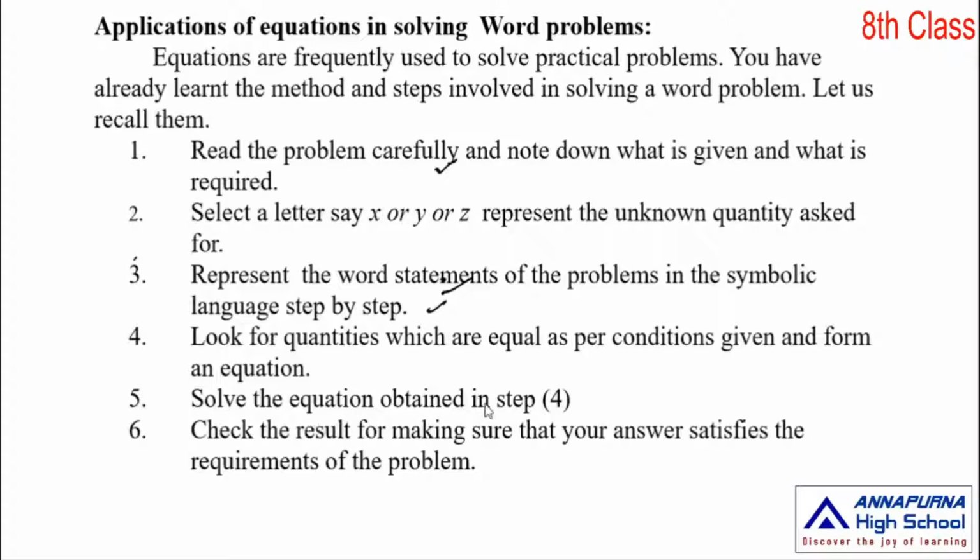Solve the equation obtained in step 4. In step 4, we make one equation relevant to the given word problem. Then you solve that equation and check the result to make sure that your answer satisfies the requirements of the problem. In the given problem we have some conditions, some requirements, and at the last, in the sixth step, you verify whether the answer satisfies all the conditions, all the requirements of the problem or not. Okay, so let us see some examples.